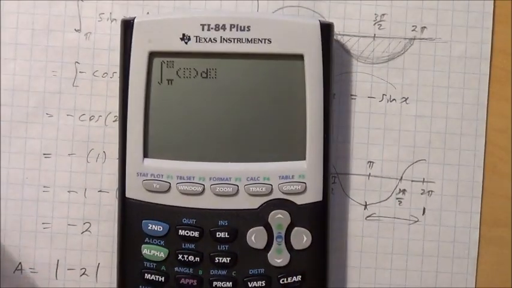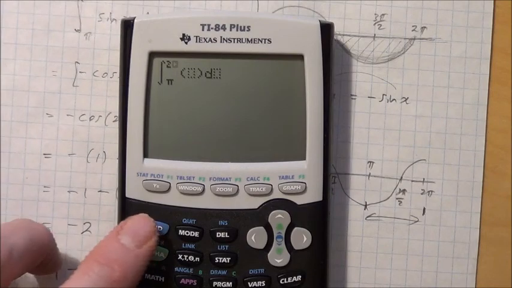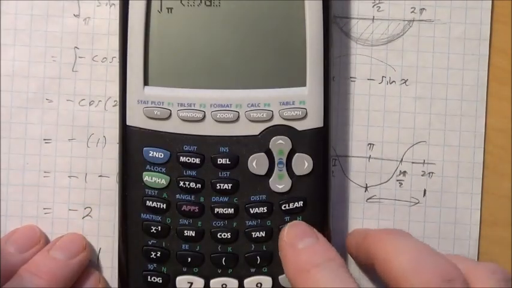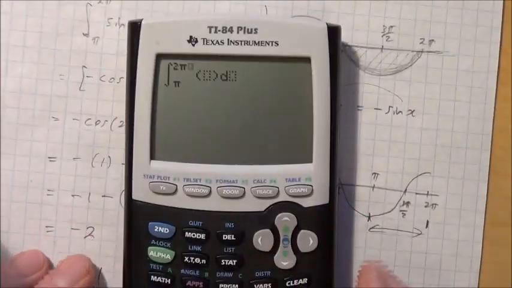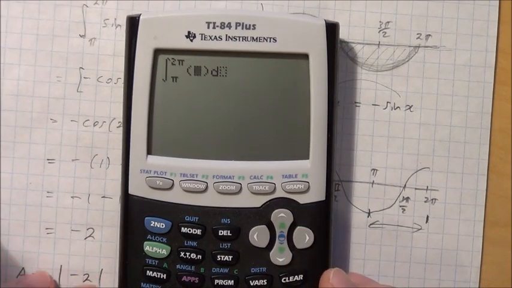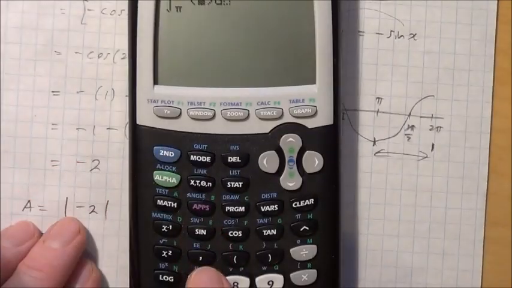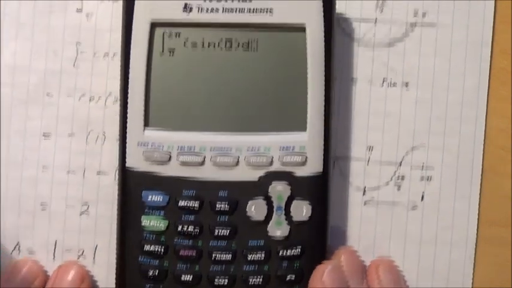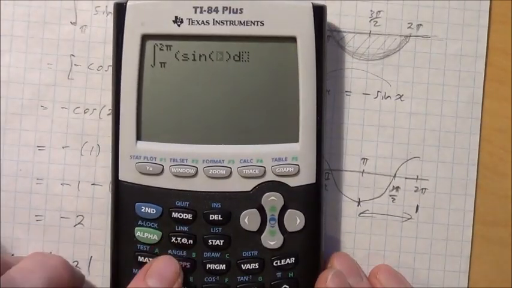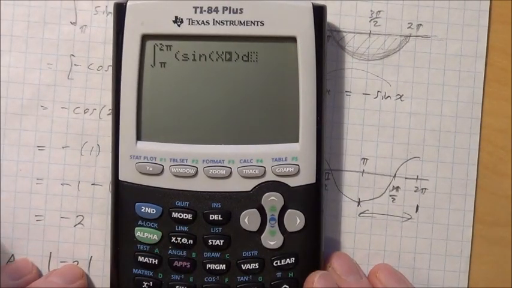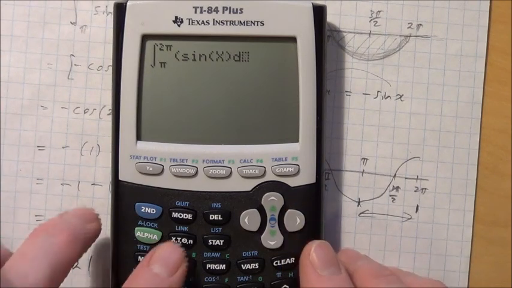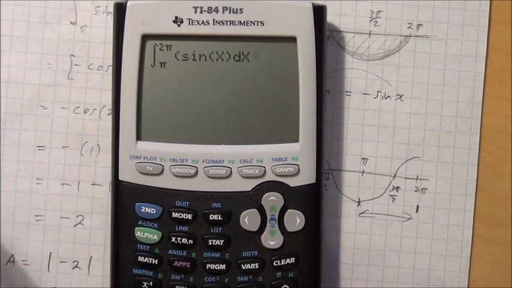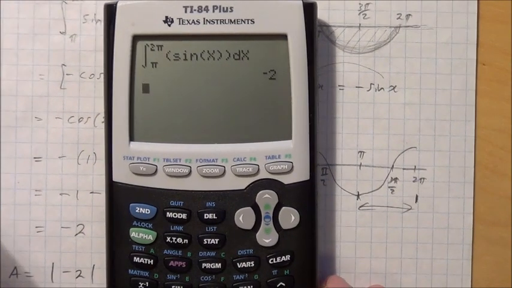And then we're going to go to 2 pi, so put in 2, and then again second and that caret for pi, and then I arrow over and I want the sine of x, which is that button here, and then with respect to x. Okay, so when we do this, we get a value of -2, just like we calculated.